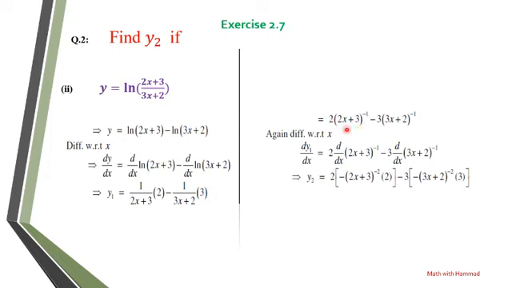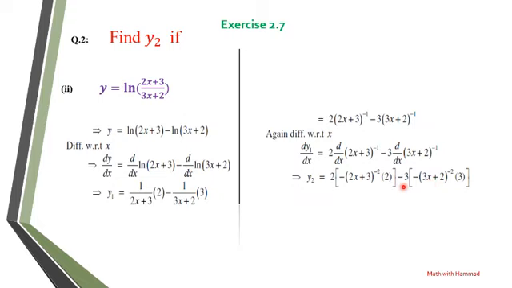Here we will apply power rule, power first, power minus 1 and derivative without power. Derivative without power means that 2x plus 3 is 2. Here minus 3 as it is. Here we will apply power rule. Power first, 3x plus 2 power minus 1 and derivative without power. Minus 1 minus 1 is minus 2 and derivative without power 3x plus 2 is 3.